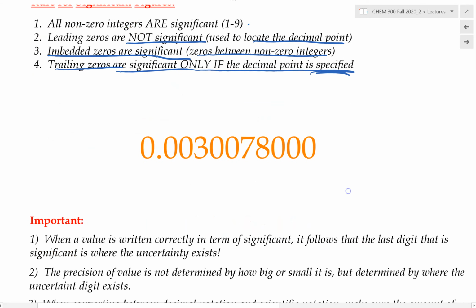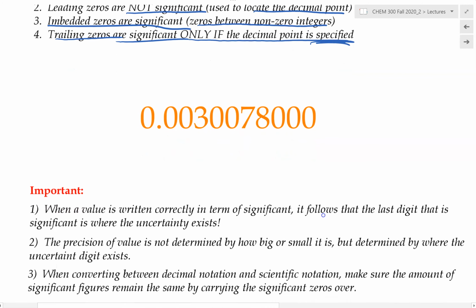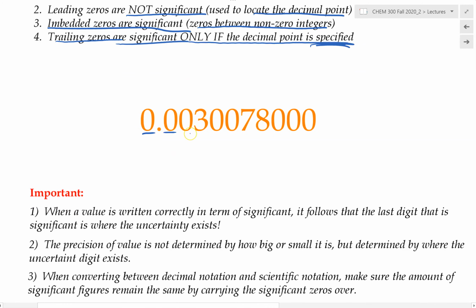Let's try an example so we can learn how to identify all of these values. First one, this 0 right here is referred to as a leading zero. Leading zeros are zeros that exist before a non-zero integer. Regardless of whether the decimal point exists, if the zero exists before a non-zero integer, all of those zeros will be classified as leading zeros. So in this case, they are not significant.